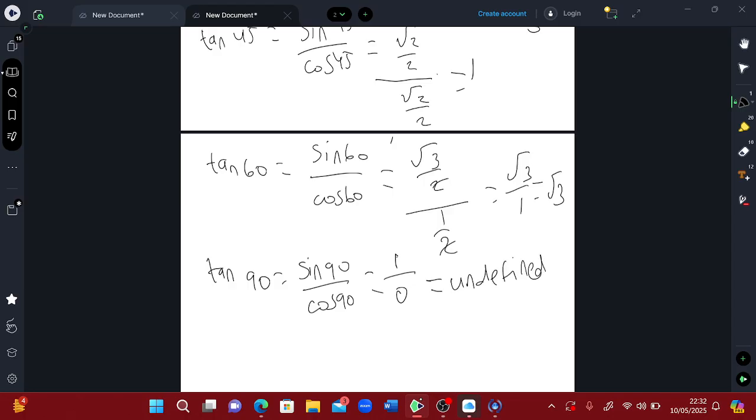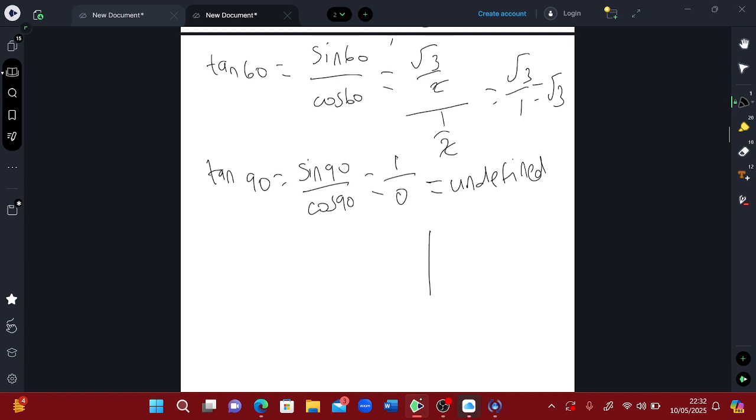And actually, this is what gives us this asymptote here. If you look at the tan graph, when it goes to 90 here, it obviously goes towards undefined. So that is the reason for this asymptote here, because we are dividing by this 0 here.